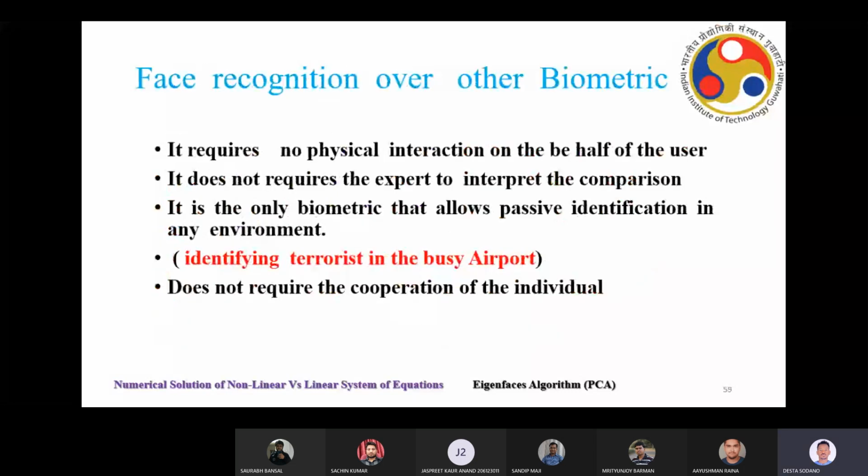Face recognition has advantages over other biometric means. For example, it requires no physical interaction on the part of users. It does not require experts to interpret the comparison. Also, it can be used to identify terrorists in bus stations and airports.